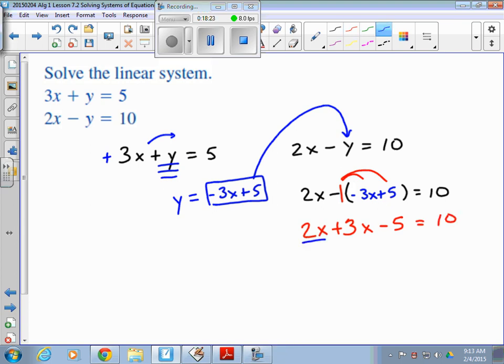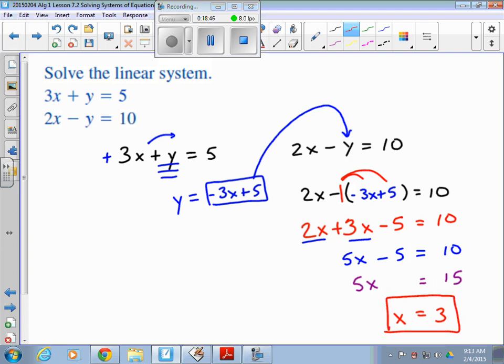Combine your like terms, 2x and 3x, to get 5x, minus 5 equals 10. Undo minus 5 by adding it to both sides, and you'll have 5x equals 15. And then undo 5 times something by dividing it on both sides to get x's value is 3. Now we have a value for x. We still don't have y, though. In order to get y, take this value for x and sub it back in to that equation right there.